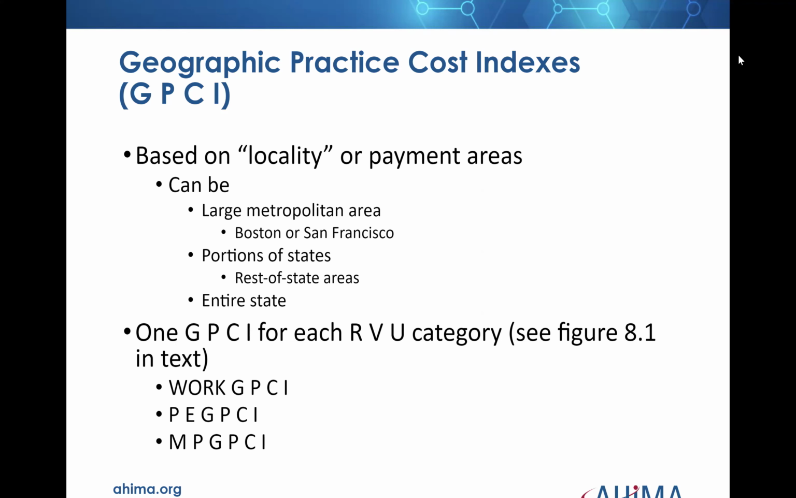be a rest of the state area, such as in Oregon. In Oregon, we have the Portland area and everybody else, right? And even smaller states, an entire state will do that. And there's one Geographic Practice Cost Index for each RVU category.